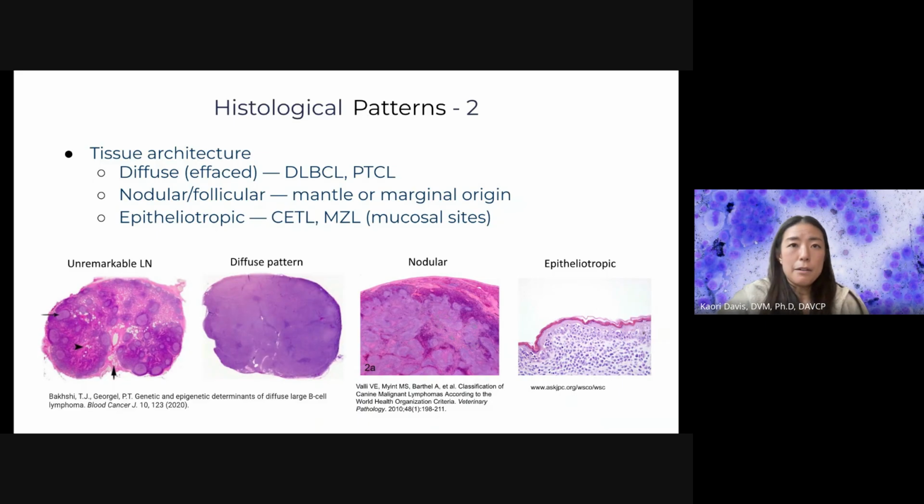Some lymphomas have a really unique and characteristic expansion and tissue architecture pattern, which is the epitheliotropic. So in the epitheliotropic lymphomas, the neoplastic lymphocytes have an affinity towards the epithelium. So they will have this linear expansion pattern right beneath either the skin or the mucosal epithelium. And instead of expanding first within the lymph nodes, they will have this widespread and linear expansion near the cutaneous or the mucosal surface.